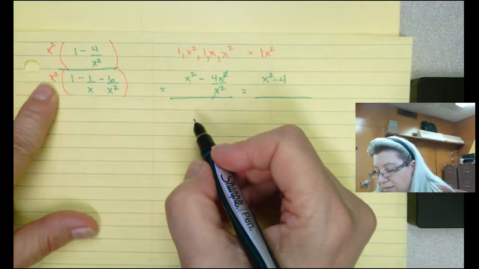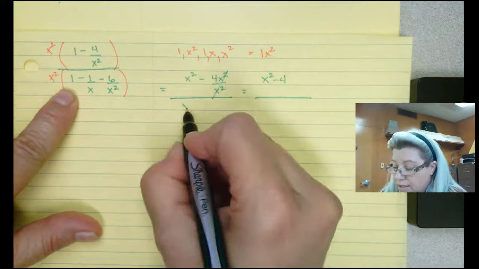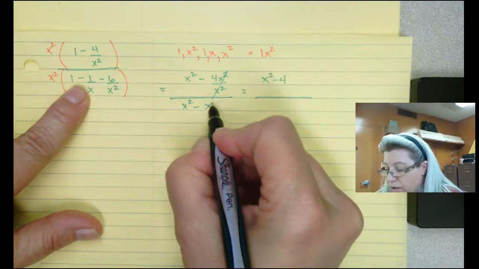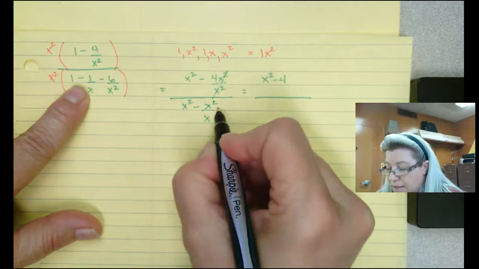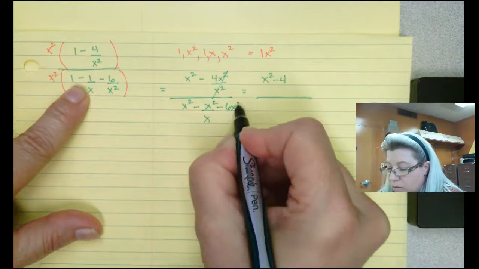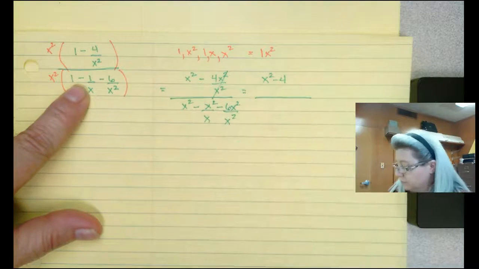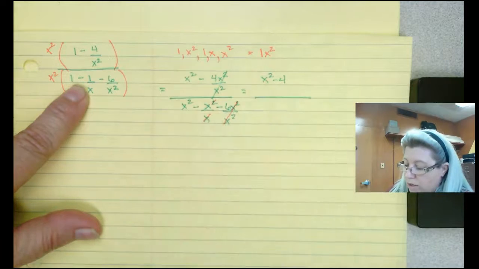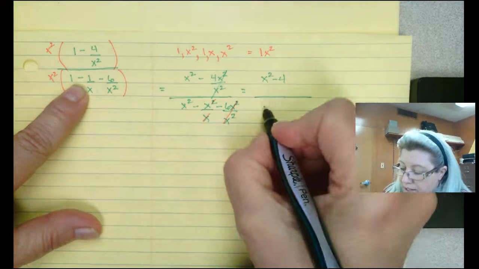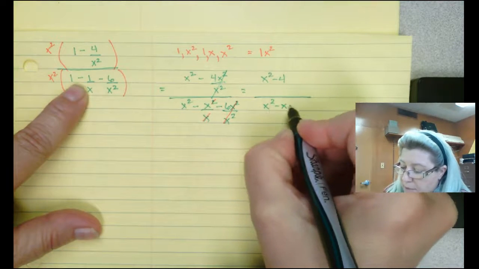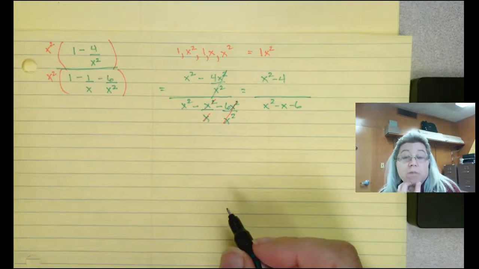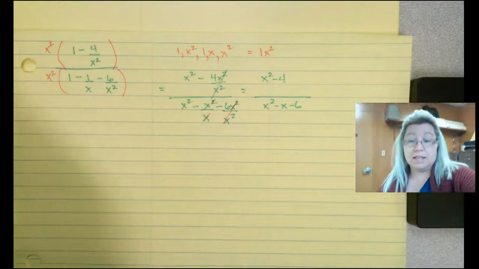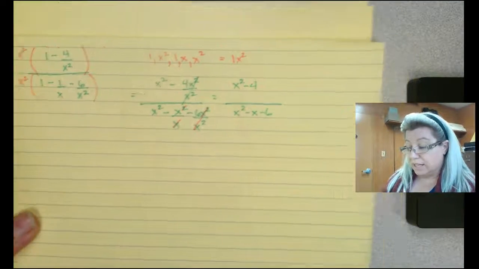On the bottom, I have x squared times 1 is x squared, minus x squared over x, minus 6x squared over x squared. The x squareds cancel out. The x will cancel out one of the x's on top. So that gives me x squared minus x minus 6. Now I'm not done. I need to factor both of these and see if I can reduce any more.